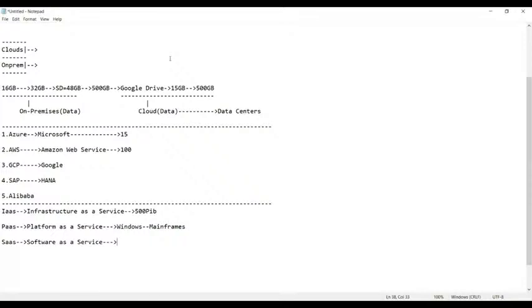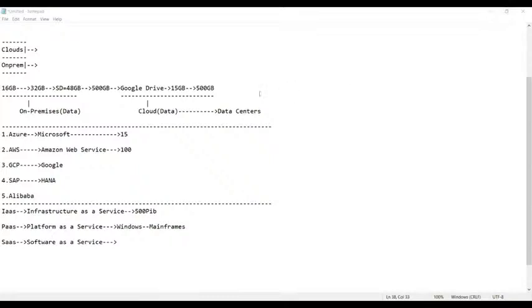Yes, guys, am I right or not? Yes. So this is the concept of why we moved from on-premises to the cloud.